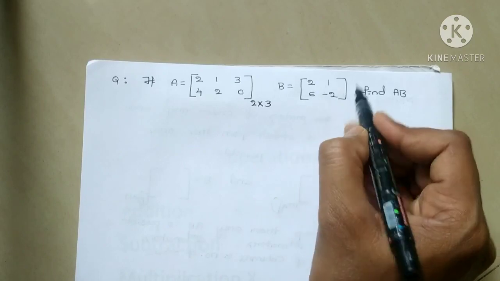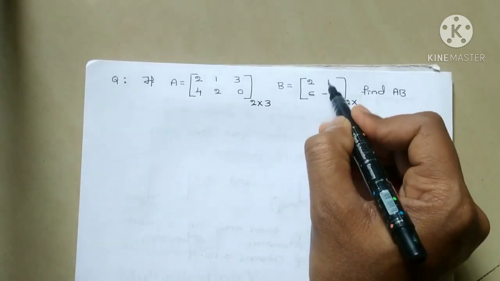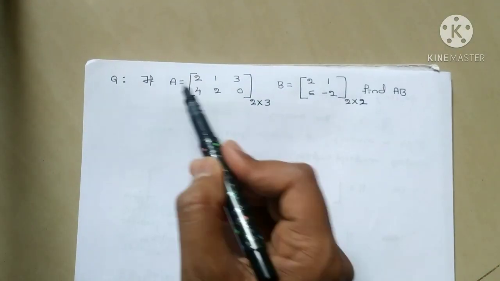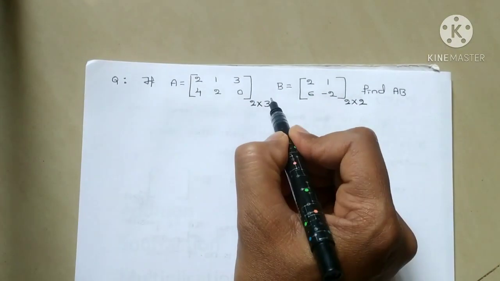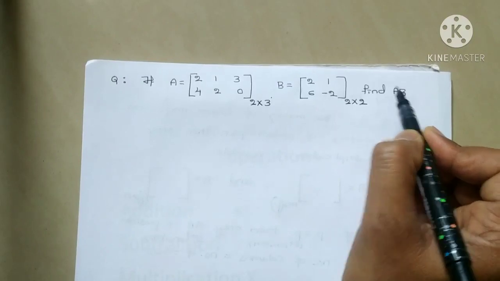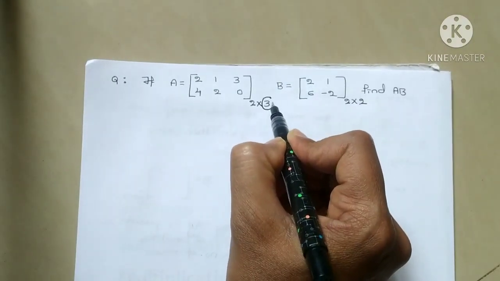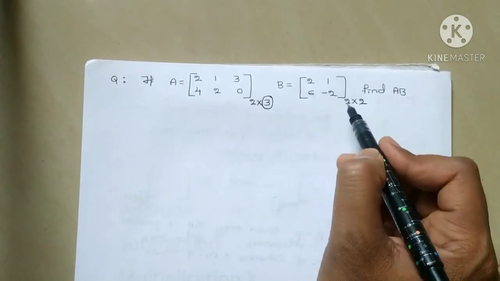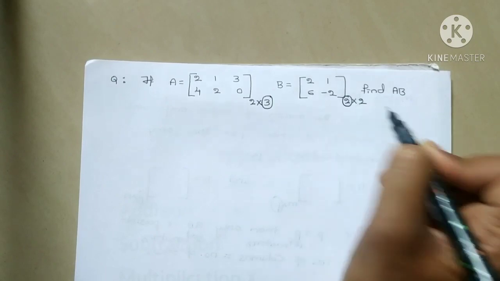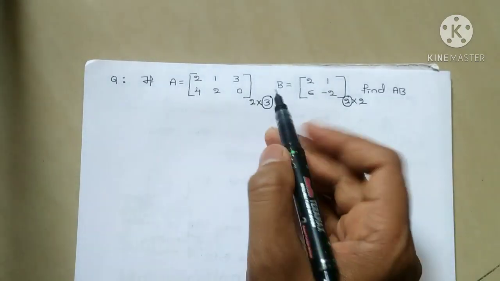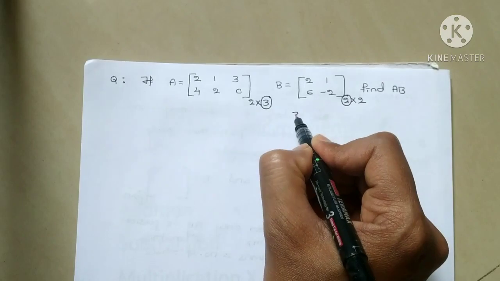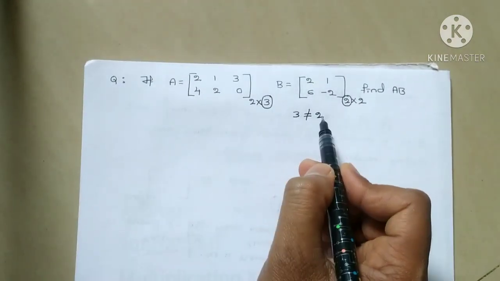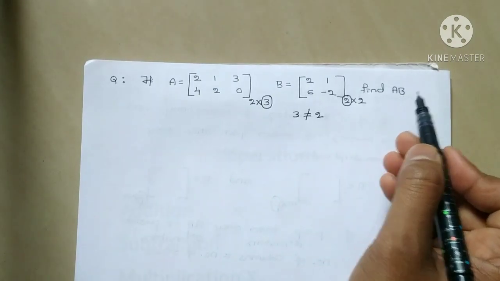Second matrix, again 2 rows. Again, how many columns here? 2 columns. So what to check? First matrix, number of columns you have to check, because here A into B, A is the first matrix, so number of columns 3. And second matrix, B is the second matrix, number of rows. How many rows are here? 2 rows are there. But you can observe here 3 is not equal to what here? 2. If both are equal, then only A into B is possible.